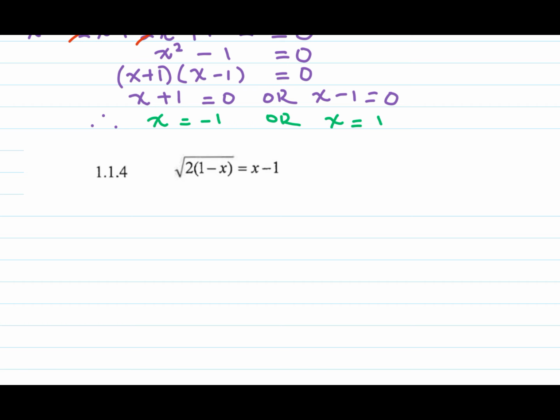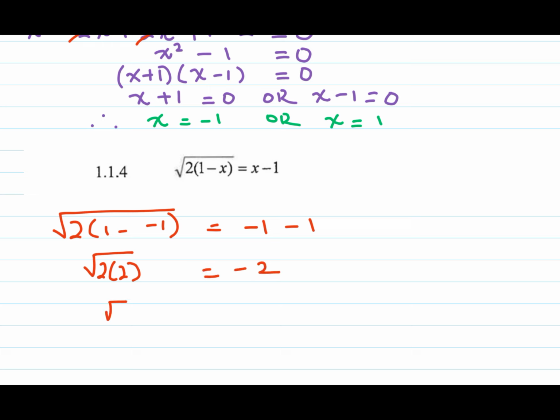Let's put negative 1. So you would have the square root of 2 times 1 minus negative 1, close bracket, is equal to negative 1 minus 1. This here gives us 2 times 2 under the square root, which is equal to negative 2. And then we have the square root of 4, which is not equal to negative 2. So that's not going to work. So that means that negative 1 cannot be a solution.